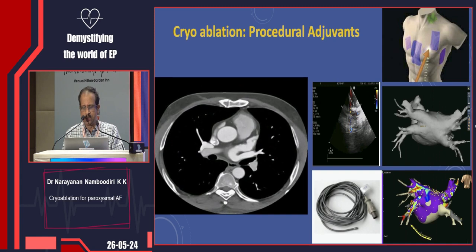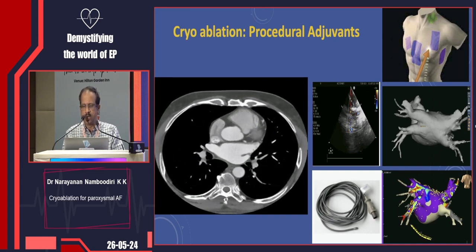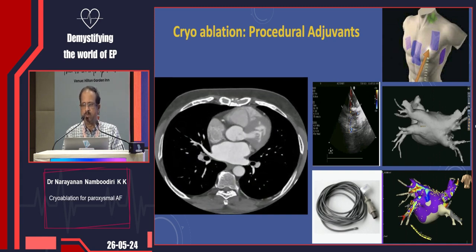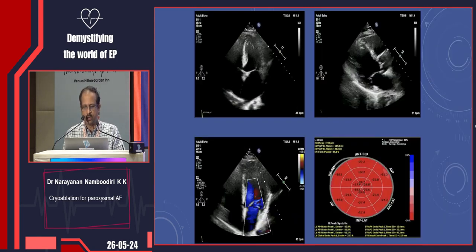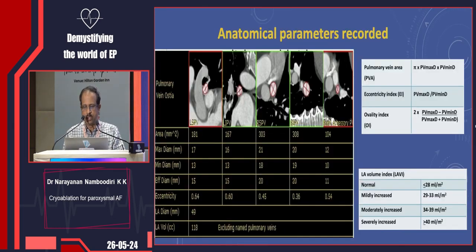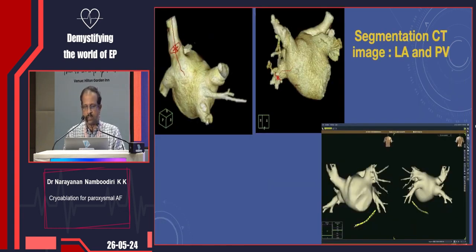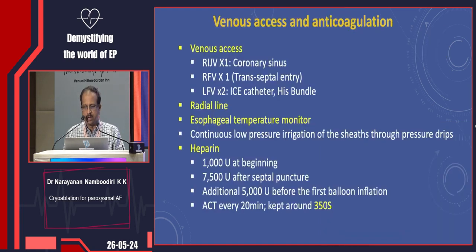We take a detailed CT with 256 slice, and the ICE is used. 3D, we have merge, then also esophageal temperature monitoring, all are shown. And we do a detailed echo, assess all LA volume, strain imaging, and the pulmonary vein parameters are clearly taken. You can see the pulmonary vein indices, eccentricity index, volume index, all in detail analyzed for all the cases. Then the segmentation is done in the lab. This is to take the clear LA anatomy.